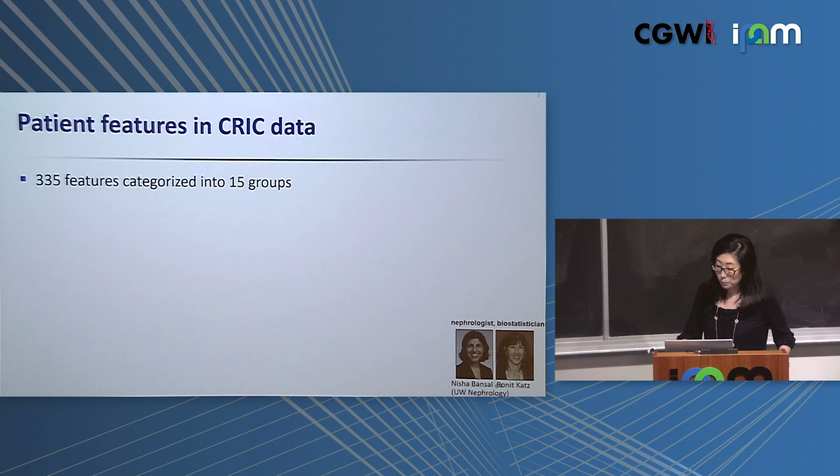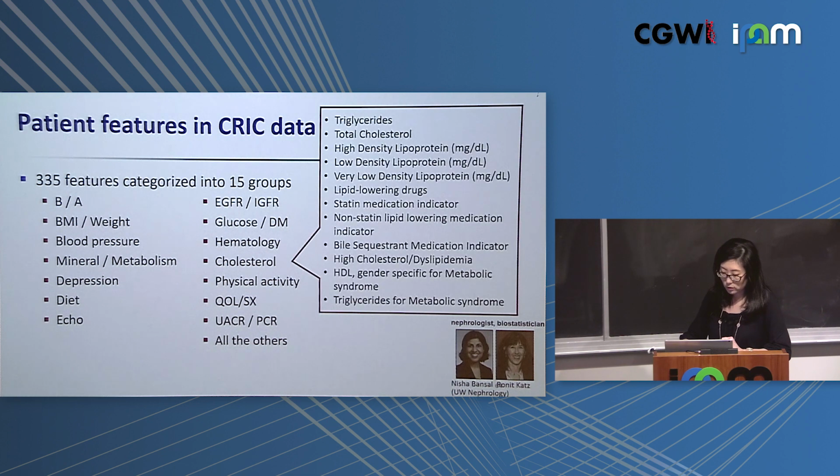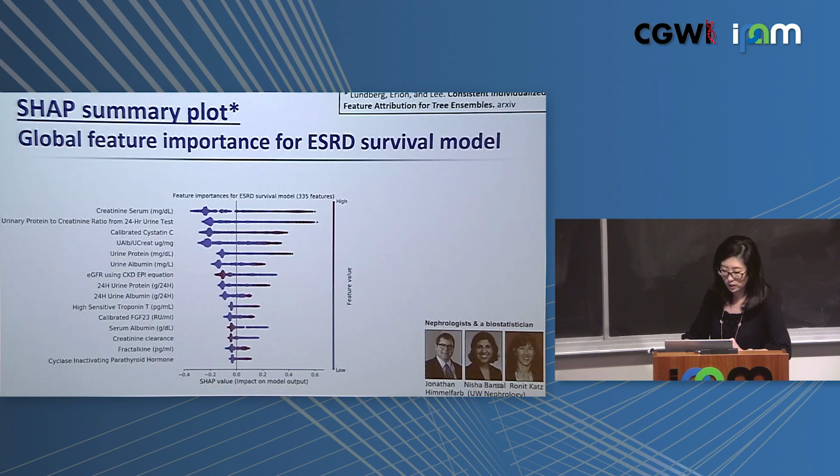The CREEK data contain 335 features, which our expert collaborators categorized into 15 meaningful groups. For instance, these 12 features fall into the cholesterol category. This grouping was done by these experts, nephrologists and biostatisticians, not me. So we totally trusted this classification.